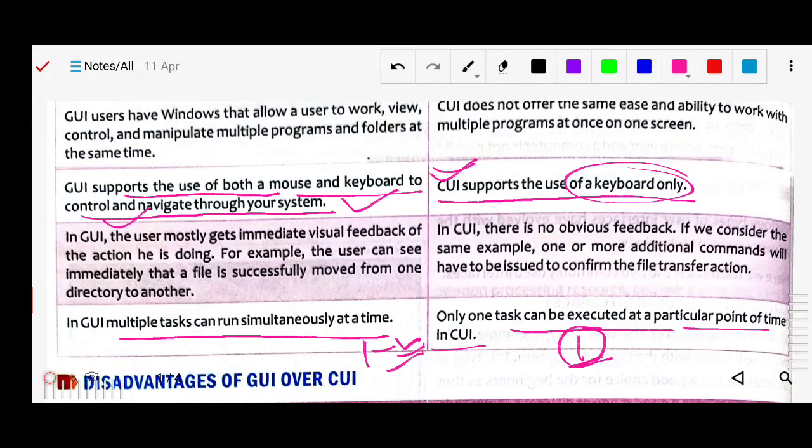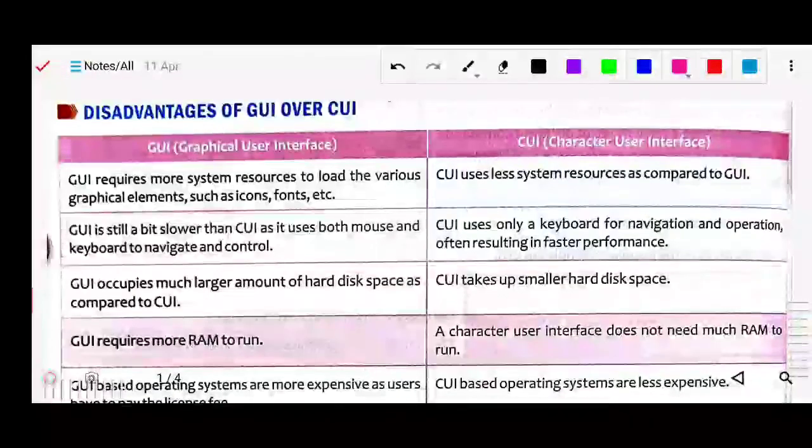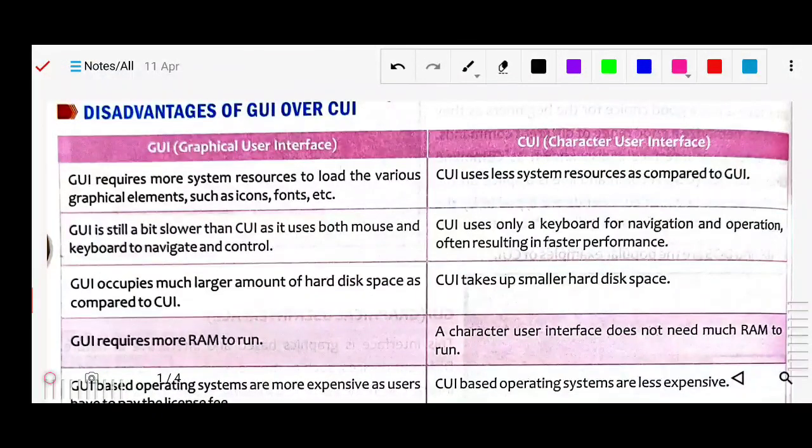Next we have the disadvantages. There is advantage, so there will also be disadvantages. GUI requires more system resources to load the various graphical elements such as icons and fonts. CUI needs fewer resources, less memory, because there are no icons and all that. GUI is slower than CUI. It uses both mouse and keyboard to navigate the control. CUI uses only a keyboard for navigation and operation, often resulting in faster performance.